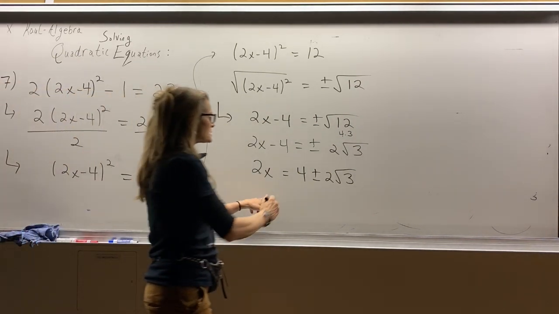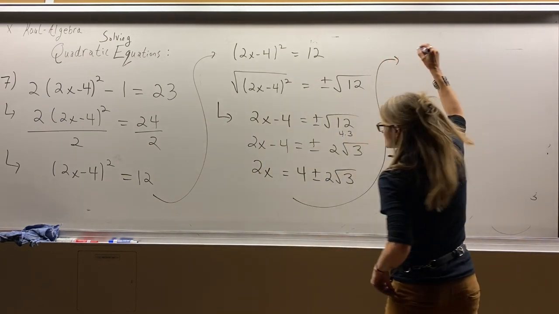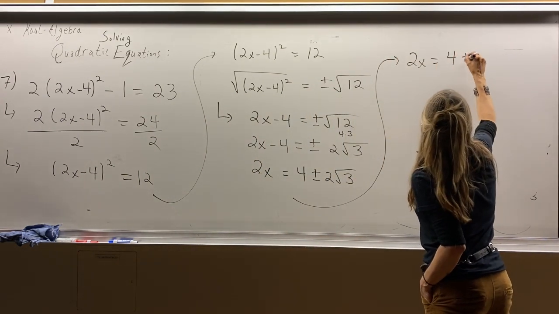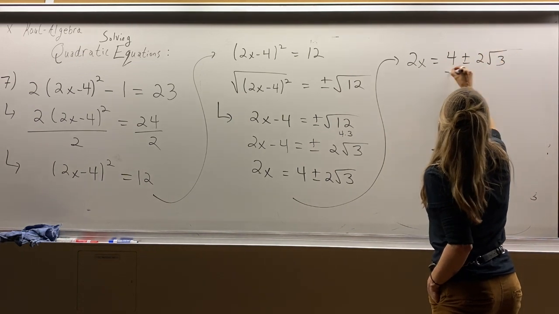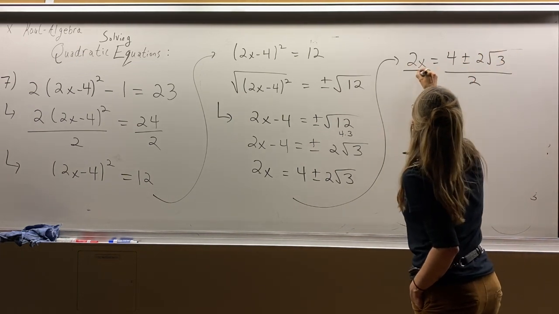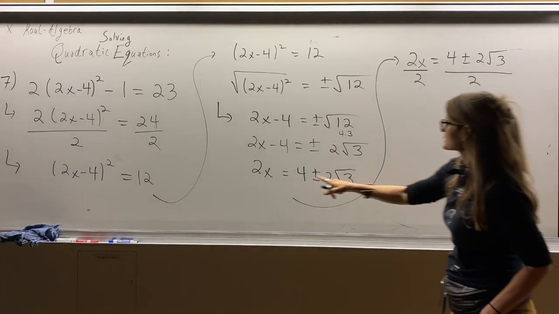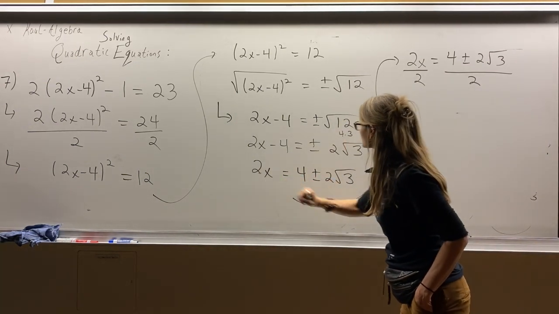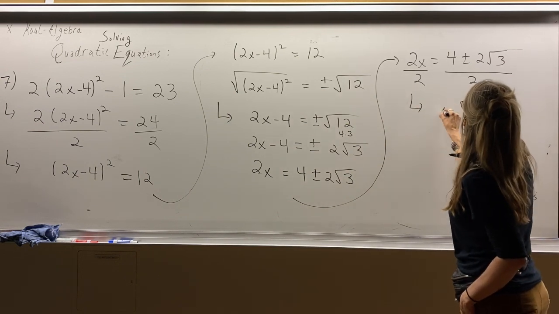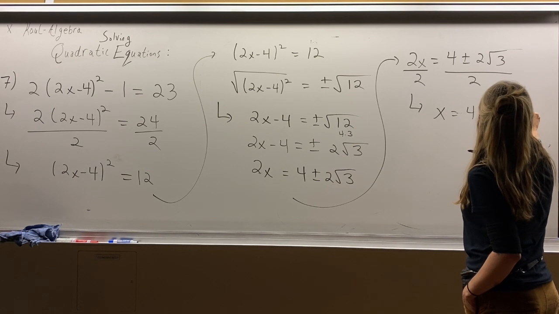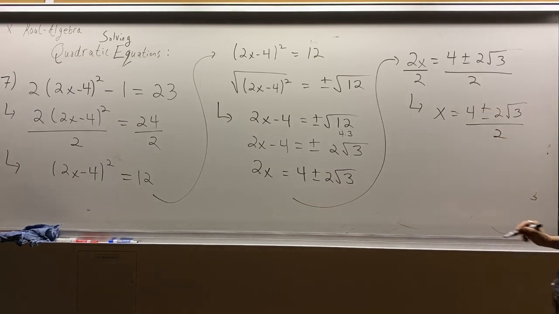And in this problem, your last step will be 2x equals 4 plus or minus 2 square root of 3. It's to divide out by 2. So you want to solve for a single 1x to the first power, and now our final solution is 4 plus or minus 2 square roots of 3 over 2. And you want to ask yourself, is this as far as I can go?